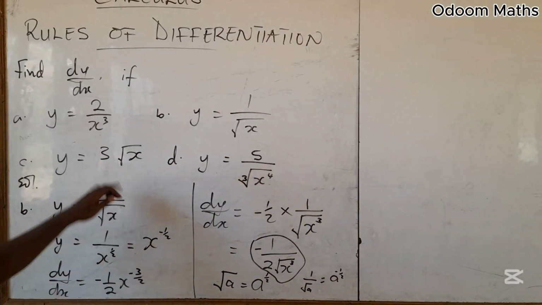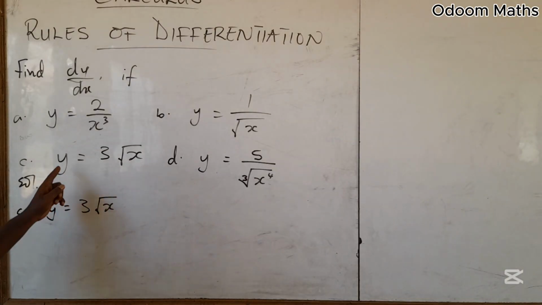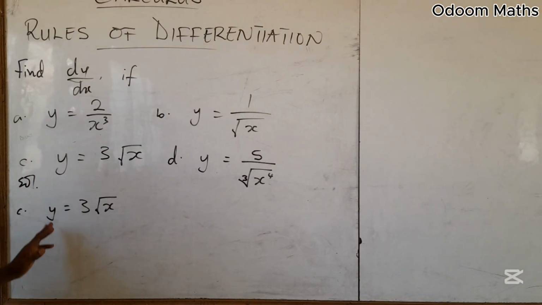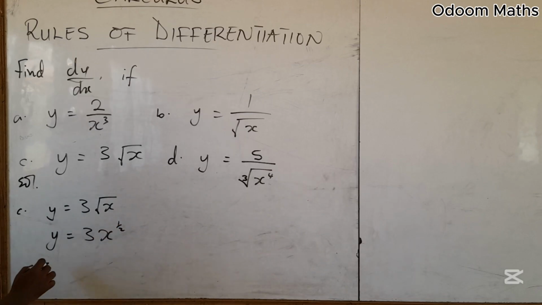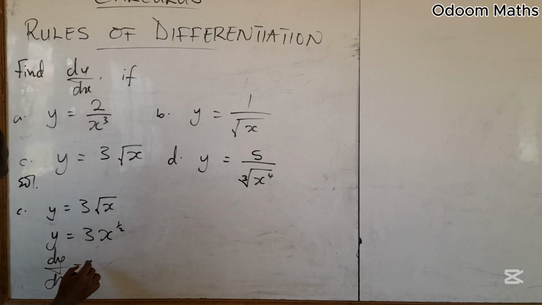Now let's look at the third one. So the C, that is y equals 3 root x. So y equals 3 times square root of x. Okay, now let's rewrite this. So y becomes 3 x to the power 1 over 2. Now our dy/dx becomes half times 3, or 1 over 2 times 3, which is going to be 3 over 2. So that is 3 over 2 x.